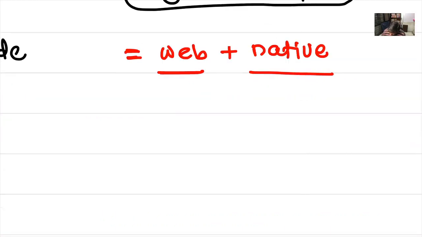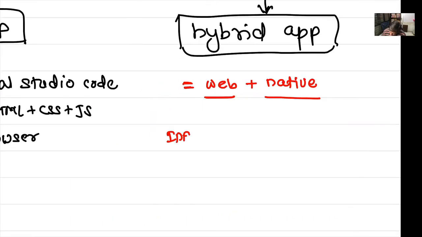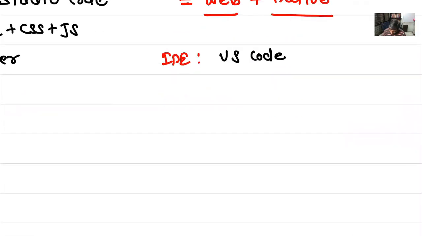So how do you do that? What are the different things that you need to use here? Again, you are going to use an IDE. Ultimately this is a web application, so we are going to use something called VS Code, that's Visual Studio Code.